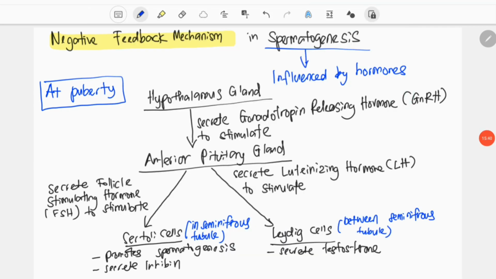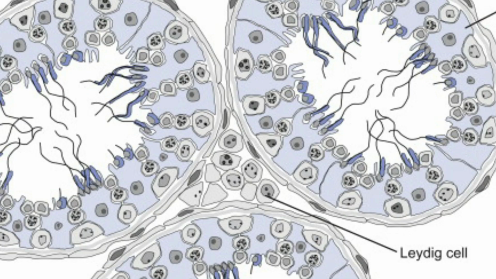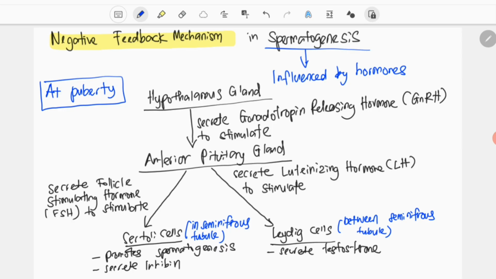So seminiferous tubule tu bukan satu, tapi ada banyak untuk setiap testis. So in between the tubule, we can find Leydig cell. So Leydig cell yang akan secrete hormon testosteron kalau dia mendapat signal stimulation daripada luteinizing hormone, iaitu LH. Next, secretion of testosterone akan stimulate Sertoli cell.